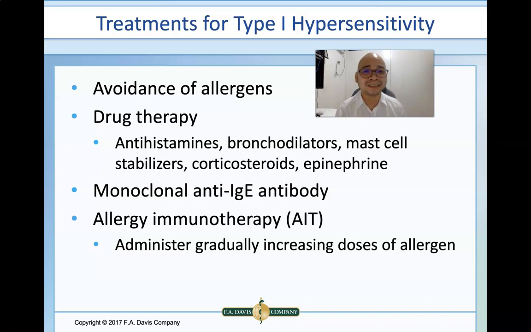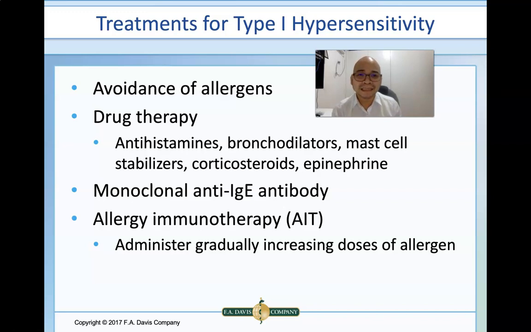Okay, so treatment for hypersensitivity type 1 reaction: avoidance of allergen. If you know that you're allergic to seafood, then avoid consuming them. Drug therapy, such as antihistamines, bronchodilators, mast cell stabilizers, corticosteroids, epinephrine. Some of them are also anti-inflammatory. And then there is also an antibody against an antibody. It may sound bizarre, but yes, it is in existence. We call it the monoclonal anti-IgE antibody because it will eventually block the activity of IgE.